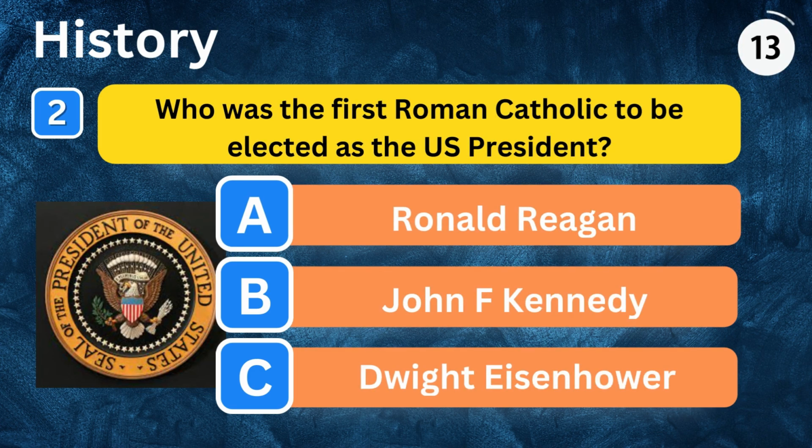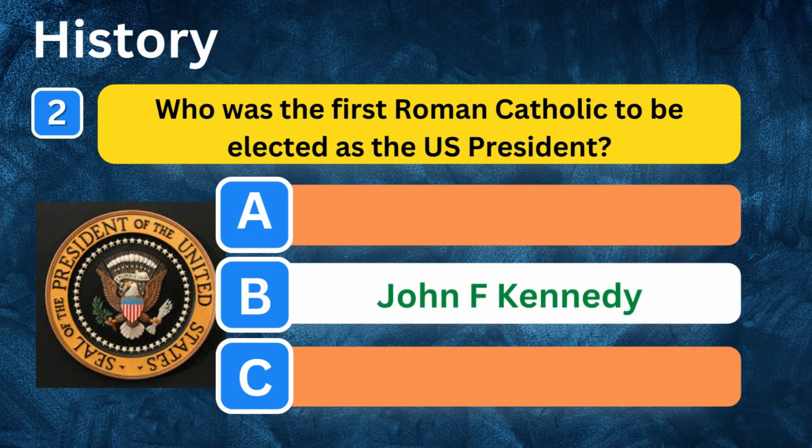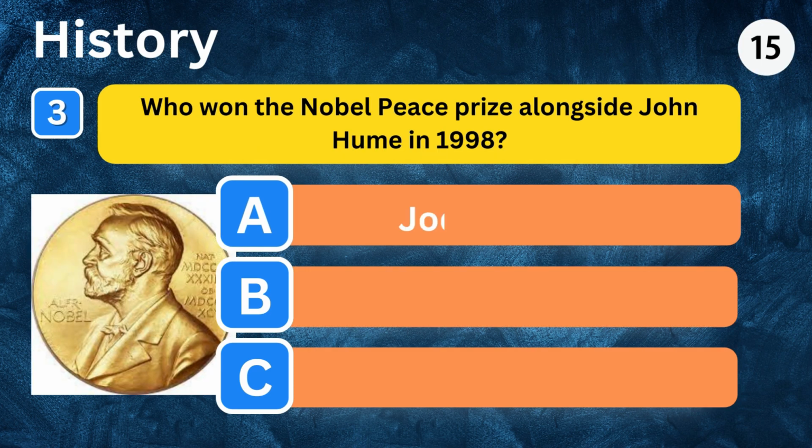Who was the first Roman Catholic to be elected as the US President? Was it Ronald Reagan, John F. Kennedy, or Dwight Eisenhower? And the answer was John F. Kennedy. Here's question number 3.